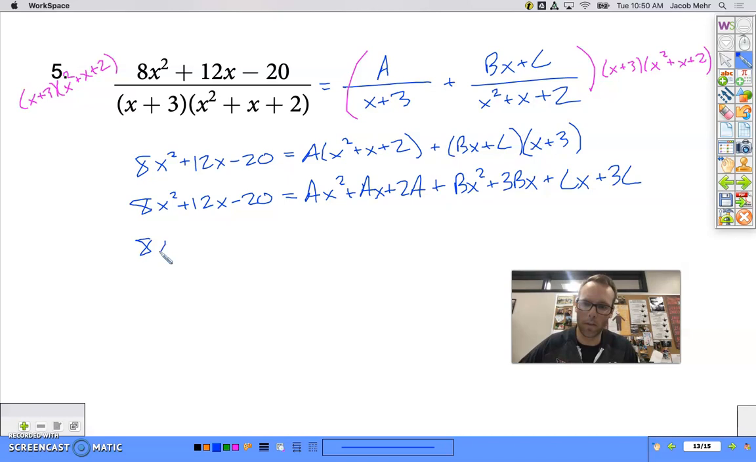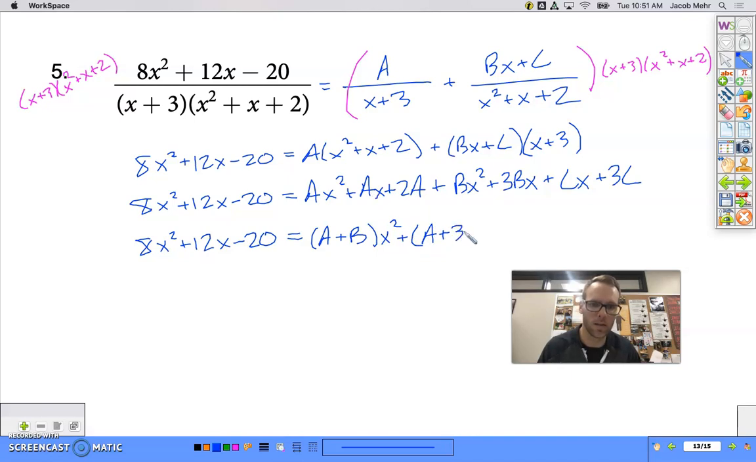Now we're at that point where we combine our like terms. How many x squareds do we have? A, and then b, and that's it. How many x terms do we have? A, 3b, and c. And then for our constant term, 2a plus 3c.